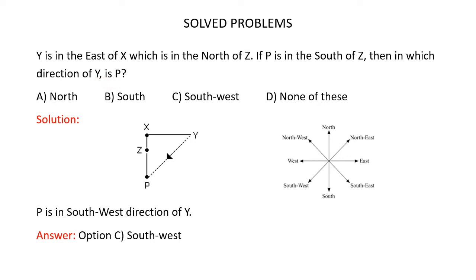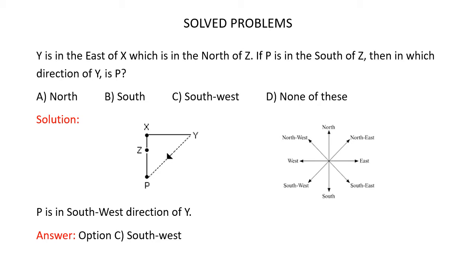Now let's draw a diagram for the information given in the question. So Y is in the east of X. So if X is here, then Y is in the east of X. So Y will be in this position. X is in the north of Z. So if Z is here, X will be to the north of Z. P is in the south of Z. So if Z is here, P will be in this position south of Z.